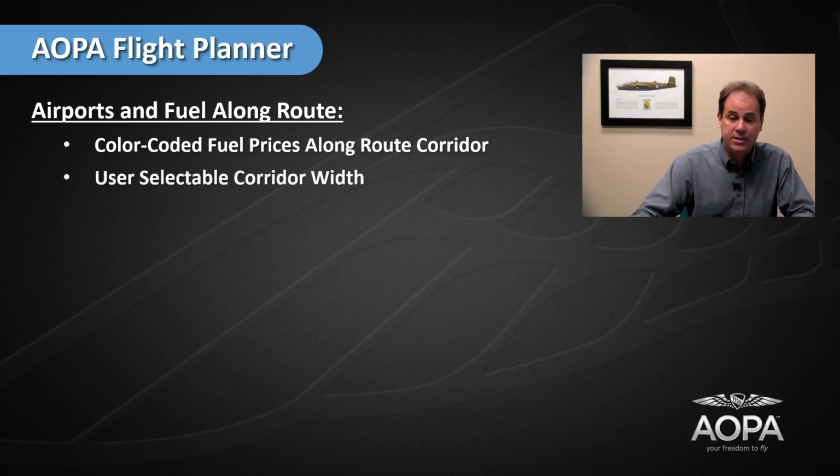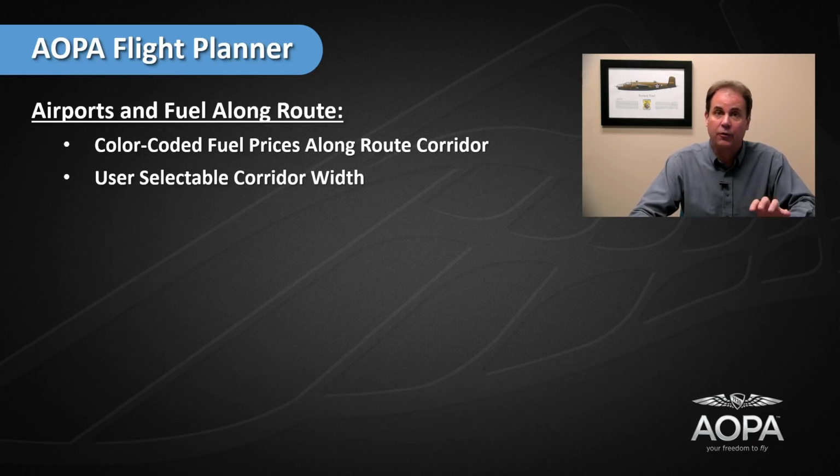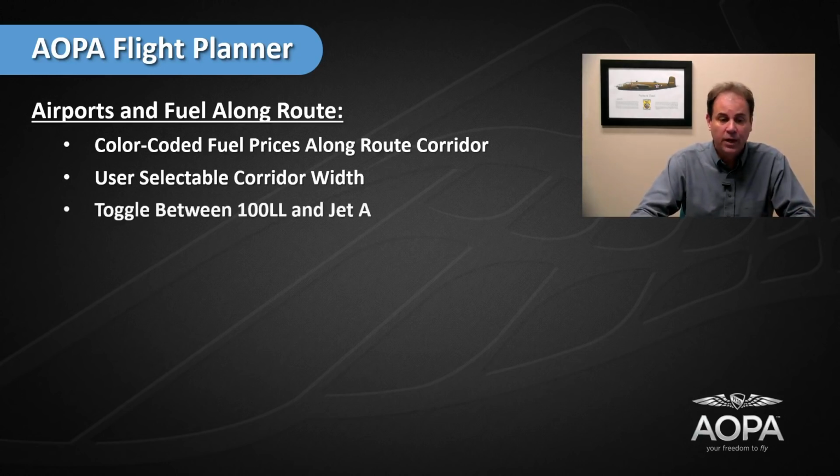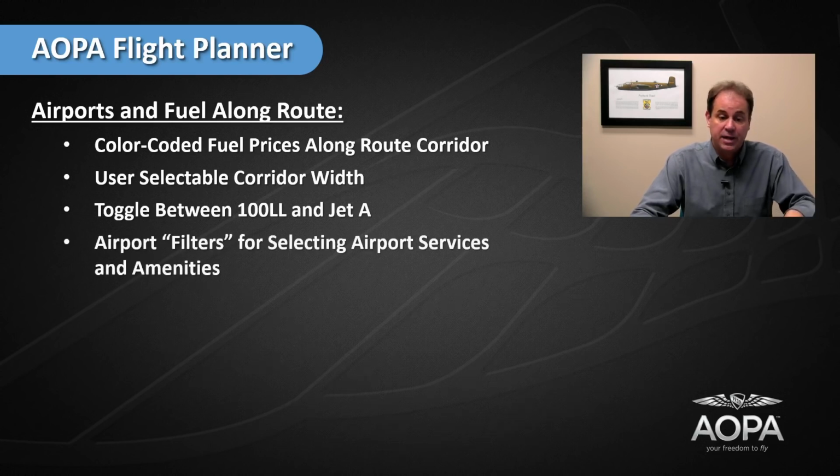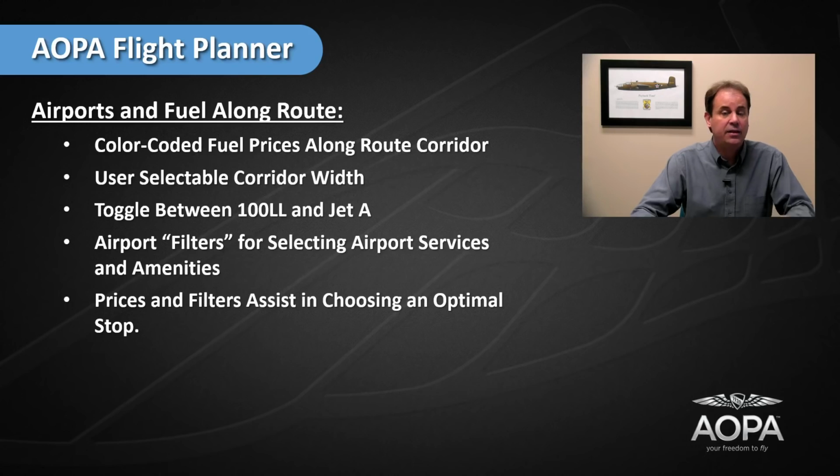So again, color-coded fuel prices along your route corridor. User selectable corridor width. Just like our other tools, you can define how wide or how narrow you want your corridor based on your willingness to fly off of that route. You can toggle between 100 low lead and Jet A fuel prices. You can use the airport filters for selecting services and amenities at all the different airports that meet your criteria. And the prices along with the filters allow us to really pick that perfect stop where we want to go, or at least know what's in the area before we start planning our flight.